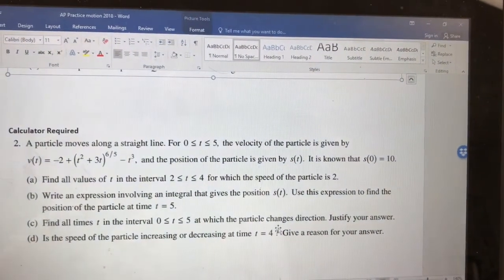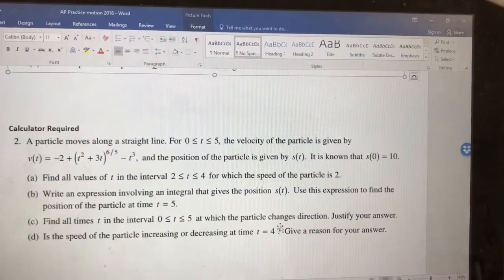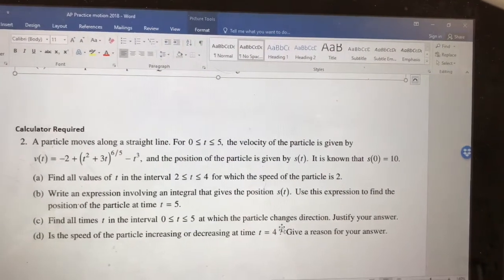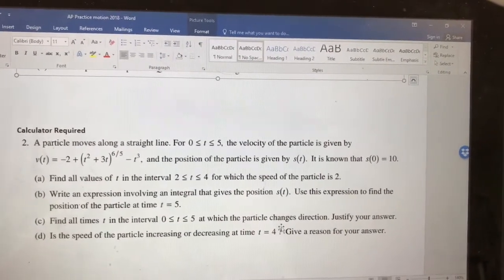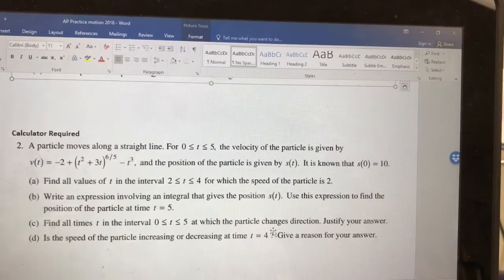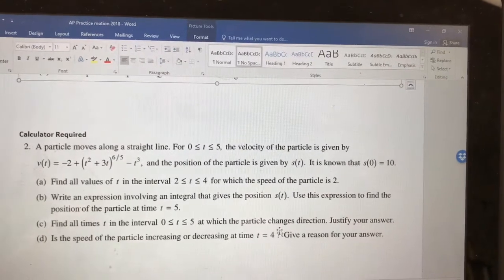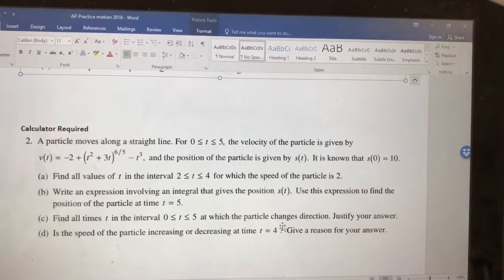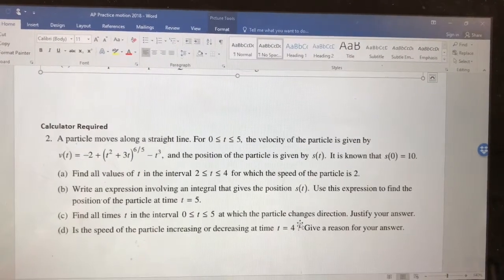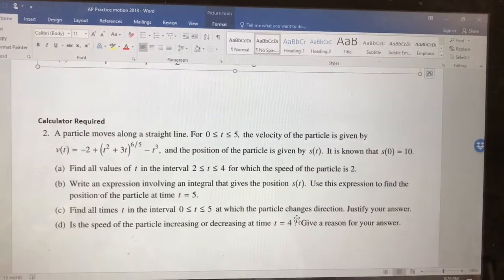Here's our first free response question. We have a particle moving along a straight line for an interval between 0 and 5. The velocity is given by v of t equals -2 plus t squared plus 3t to the 6/5 power minus t cubed. The position is given by s of t. It's known that s of 0 is equal to 10, so we're being told that this starts out at a position of 10. We want to find all the values in the interval for which the speed is 2.